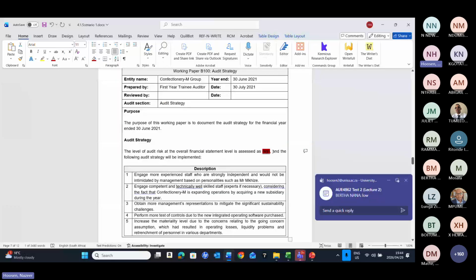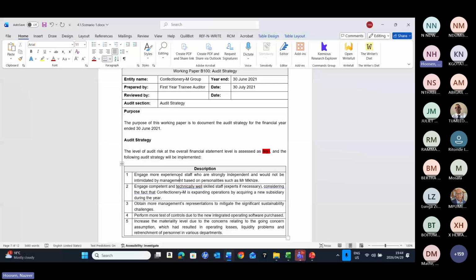The following strategy is implemented. Okay, so this is the strategy that was implemented. Engage more experienced staff who are strongly independent and would not be intimidated by management and personalities such as Mr. Mkize. You would want to engage more experienced staff. Am I correct in saying that? Yes. Now I'm going to go into the next part and you're going to tell me yes or no. Critically analyze this. Engage competent and technically well-skilled staff, considering the fact that Confectionery M is expanding its operations by acquiring a new subsidiary. Yes. You got a yes.